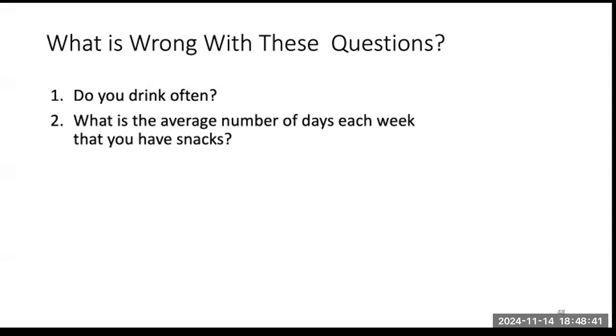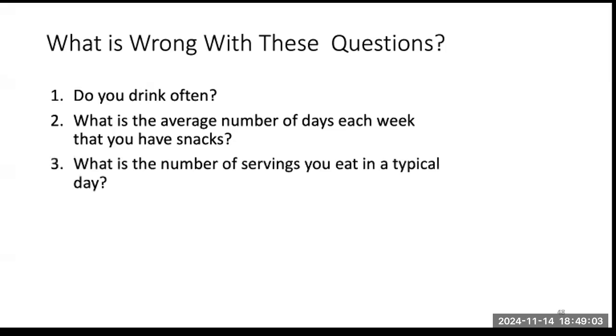Any problems with that one? The problem is the word snacks is not defined, right? Again, what's a snack to some people? Some people, it's just nuts or something like that. But for other people, that's a whole meal or whatever. So you need to be much more specific. What is the number of servings you eat in a typical day?